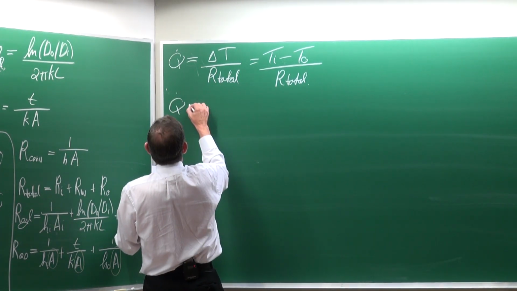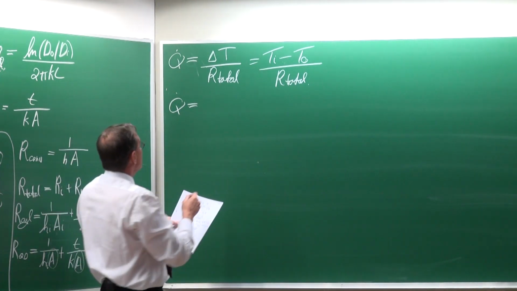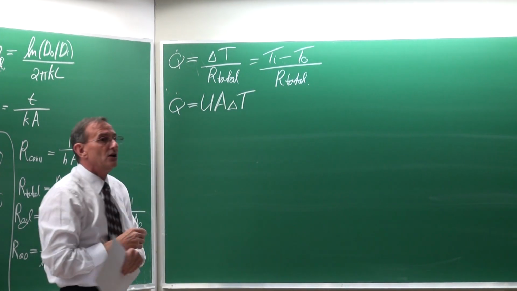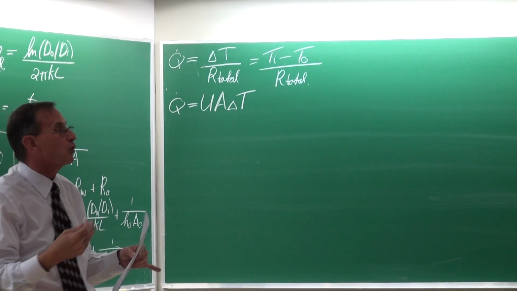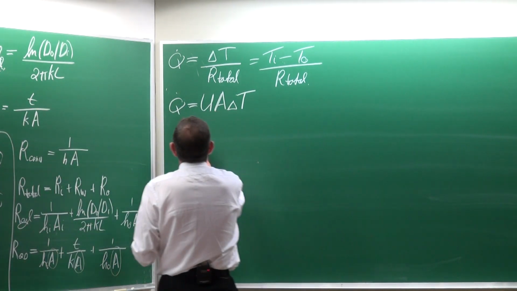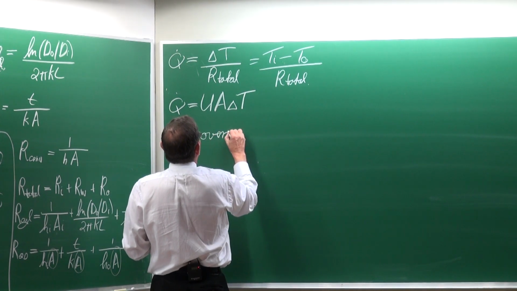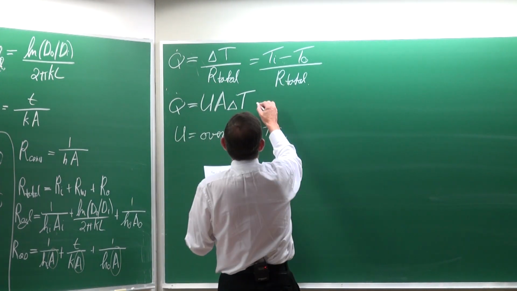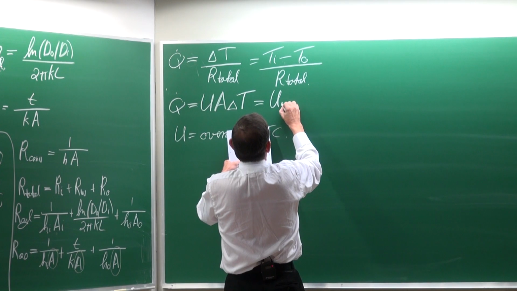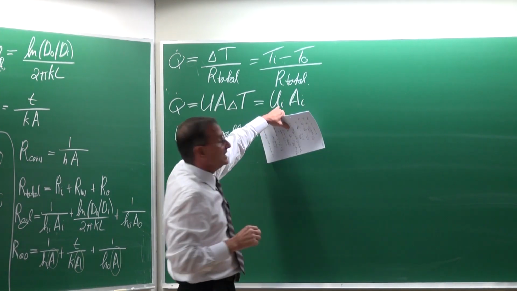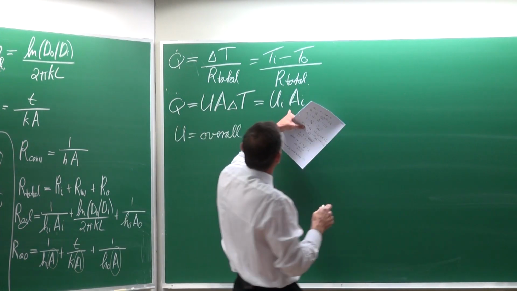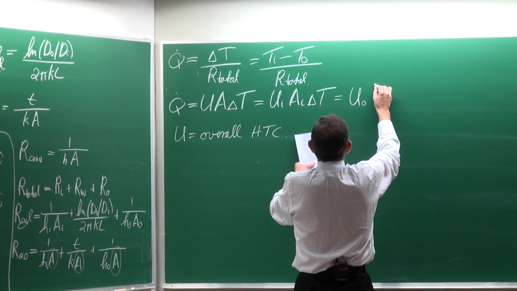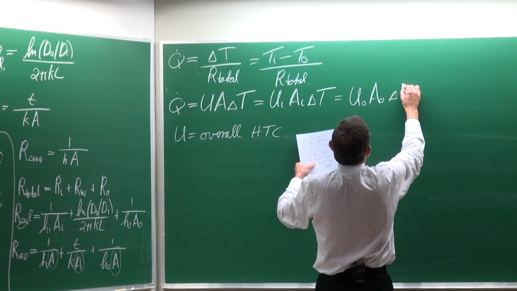What we can also do is write the total heat transfer rate as equal to U multiplied by the area multiplied by delta T, where U is called the overall heat transfer coefficient. You can also write it as the overall heat transfer coefficient on the inside multiplied by the area on the inside multiplied by delta T, which is equal to the overall heat transfer coefficient on the outside, the area on the outside multiplied by delta T.